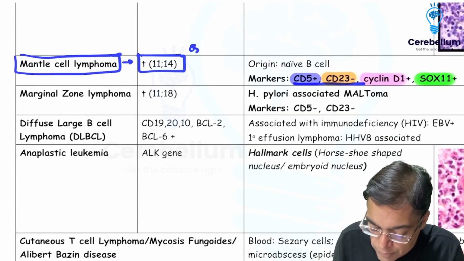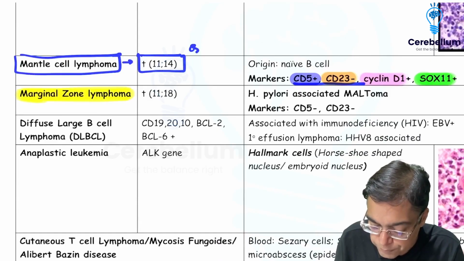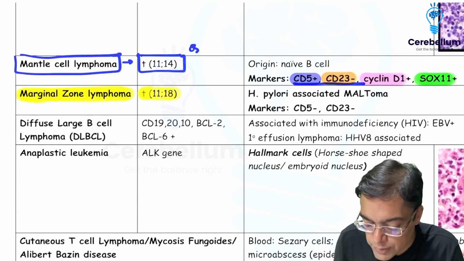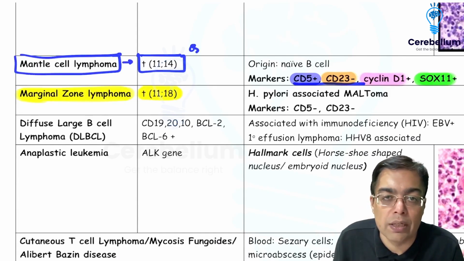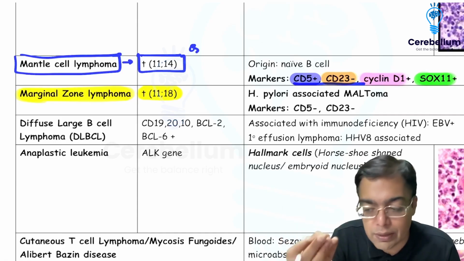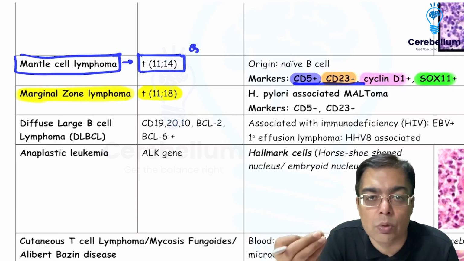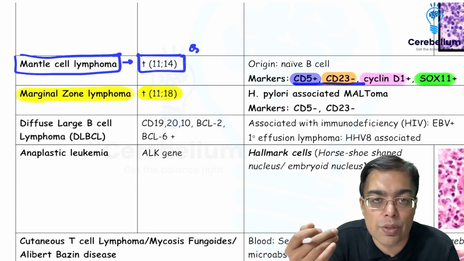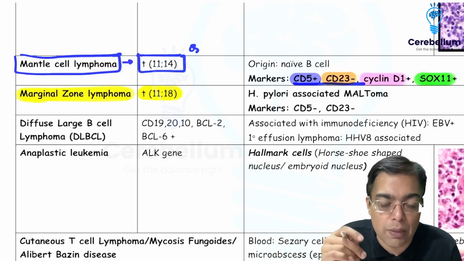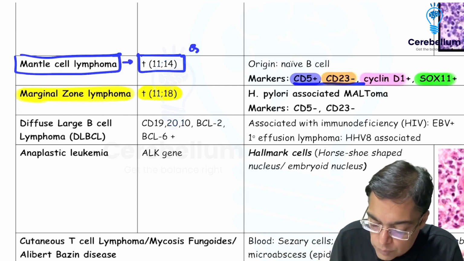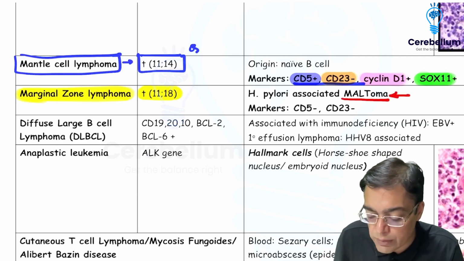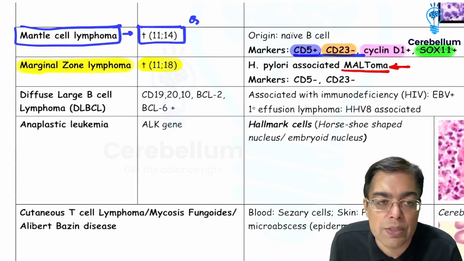Whenever we are going to be making a mention of a marginal zone lymphoma, both are M's, mantle cell and marginal zone lymphoma. Marginal zone lymphoma is going to be characterized by translocation 11;18. It would be classically associated with a history of a chronic inflammatory condition, something like Sjogren's syndrome, something like Hashimoto's, something like H. pylori associated infection. In this condition, when the patient is going to be having an association with H. pylori, we would be using an alternative term over here, which is given the name of a MALT tumor. Tumor cells over here are going to be negative for CD5 as well as CD23.